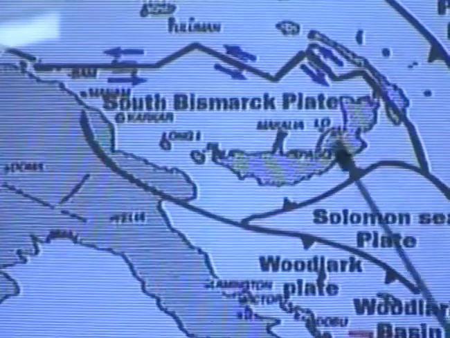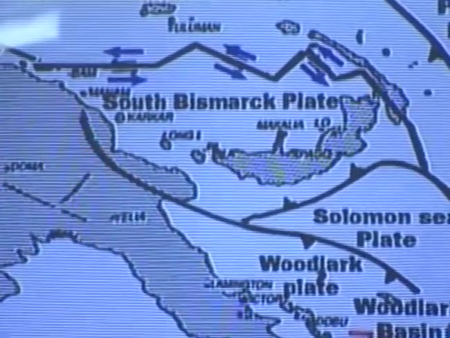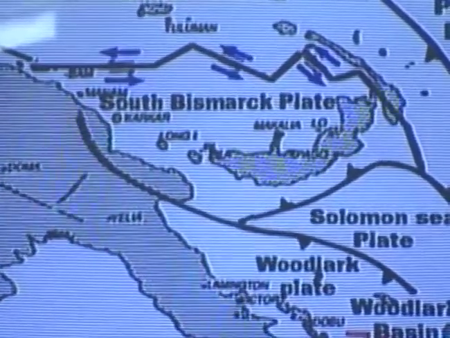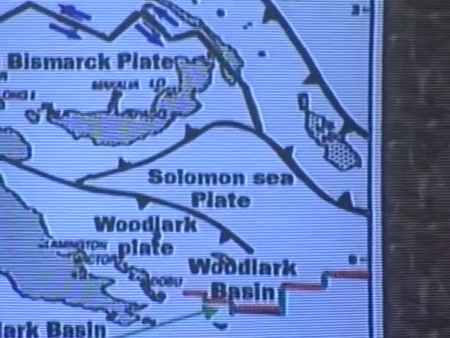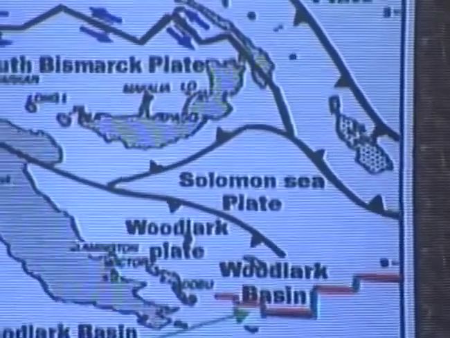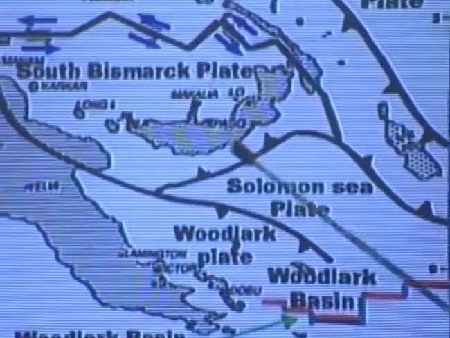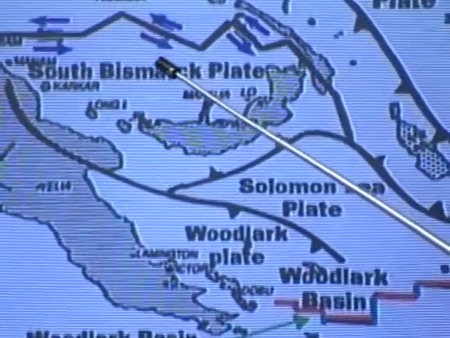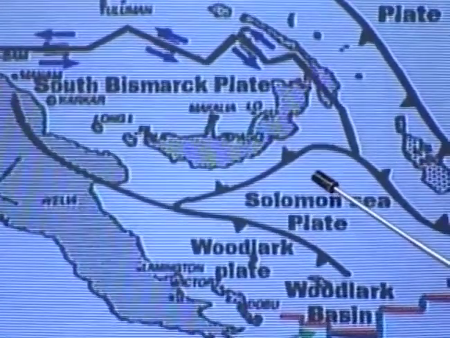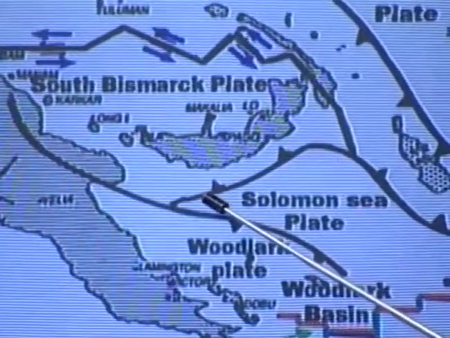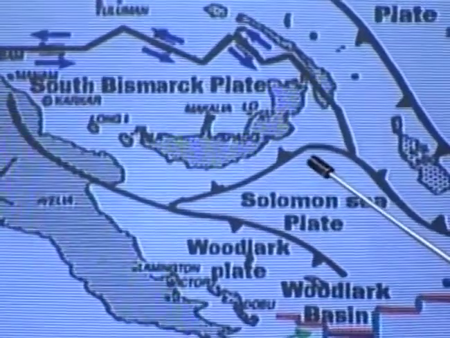And they represent the underthrusting of the Solomon Sea Plate beneath the Bismarck Sea at a rate of about 9 centimeters per year. So underthrusting means that this particular plate is moving this way, this plate here is moving up that way. Where they meet, it is this boundary here that is actually formed.